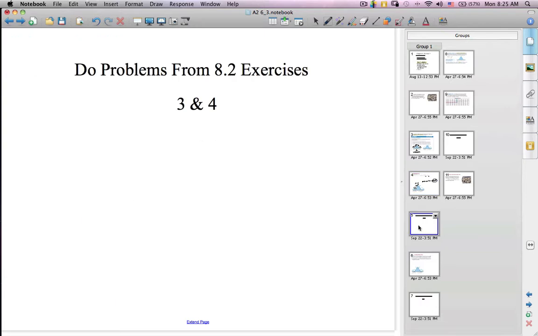Okay, so go ahead and practice that for problems 3 and 4. It says 8.2, but it should be 8.6. I'm sorry. It says 8.2, but it should be 8.3. And then come on back.